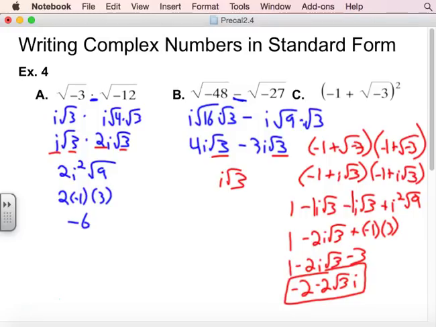All right, let me know if you have any questions on those. I know this can be kind of confusing. Go ahead, when you see the square root of a negative, just go ahead and take an i out of it. Okay, get rid of that square root of a negative and just put an i right there with the square root.